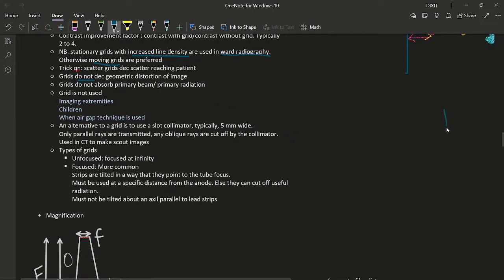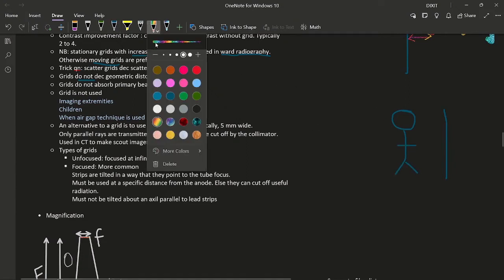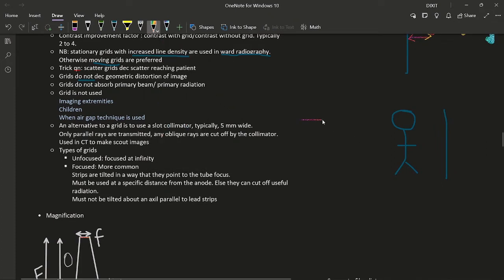So what happens is you have a detector here and the patient is here. And then there is an initial beam of X-ray. But from this beam, we use a slot collimator and we let out only a very narrow beam. So from here, only one small narrow ray comes and passes through the patient to reach the detector. In this way, by using a very narrow beam, we are able to decrease the scatter. And if by any chance this ray gets scattered, it will miss the detector and go out. So this technique is used in CT to make scout images.